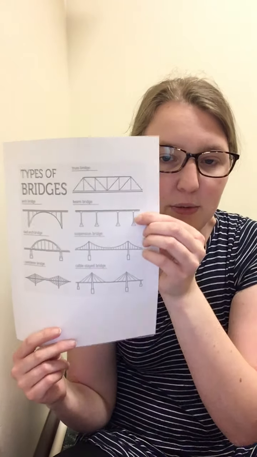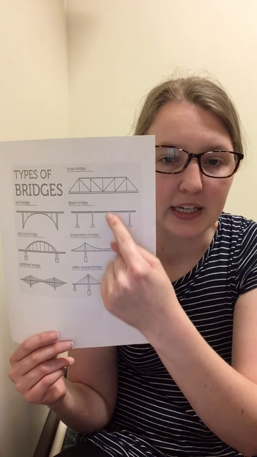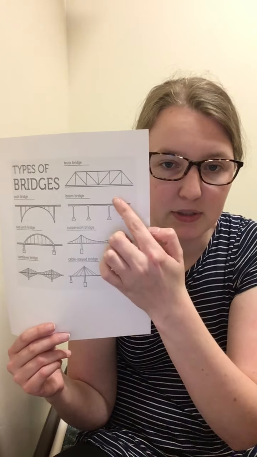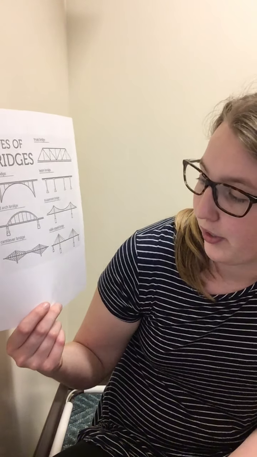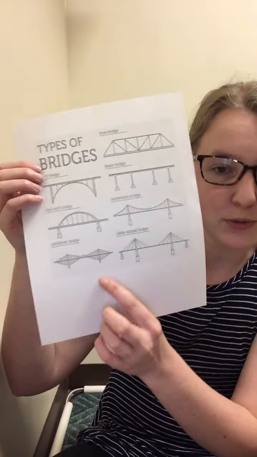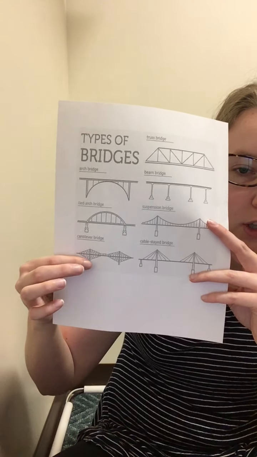This one is a suspension bridge right here, and you can see that it's held up by different beams underneath it. That's what keeps the bridge steady and stable. Then there's a cantilever bridge, which is this one. And this one's really cool because it has not only supports on the top, but also on the bottom of the bridge.